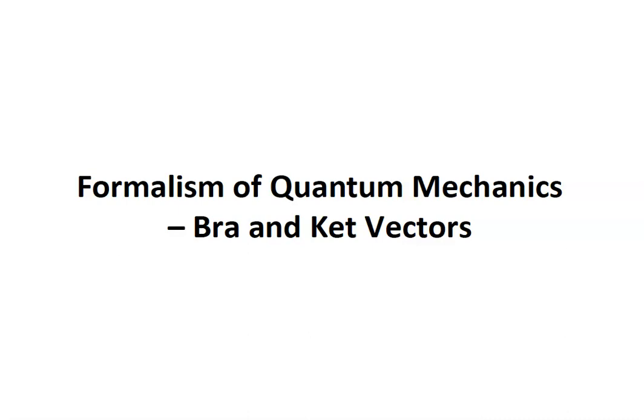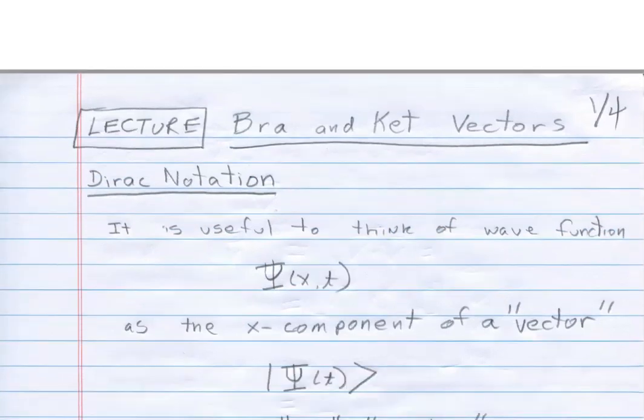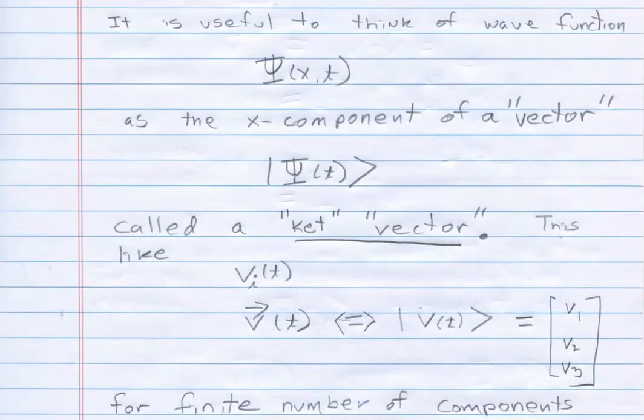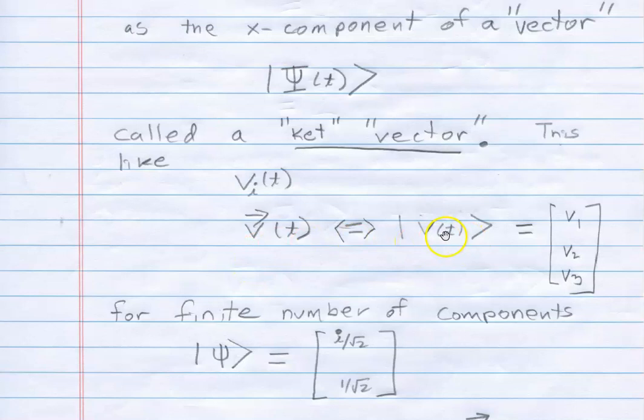In this segment, we'll delve a little more into Bra and Ket vectors. Just to recall, Dirac found it useful to think of the wave function as being the component of a time-dependent vector in a certain sense, where x labels the components of the vector. This is called a Ket vector. We introduced that last time. It's like the components v_i of, say, the velocity vector, v_i, velocity as a function of time.